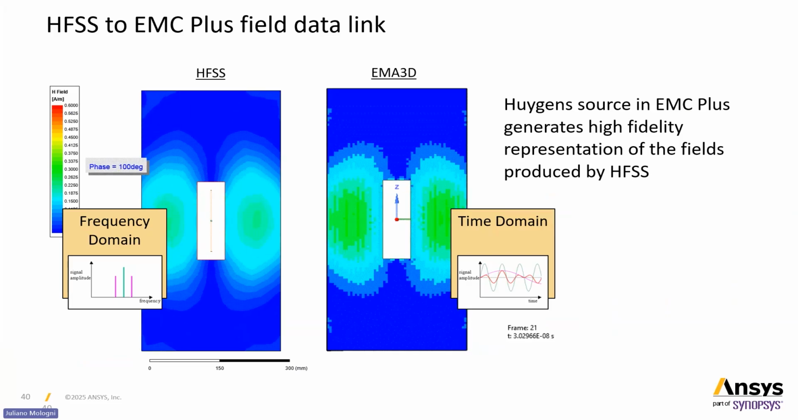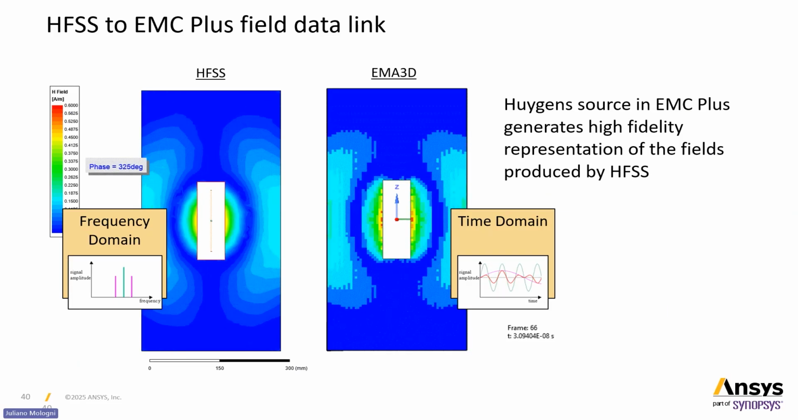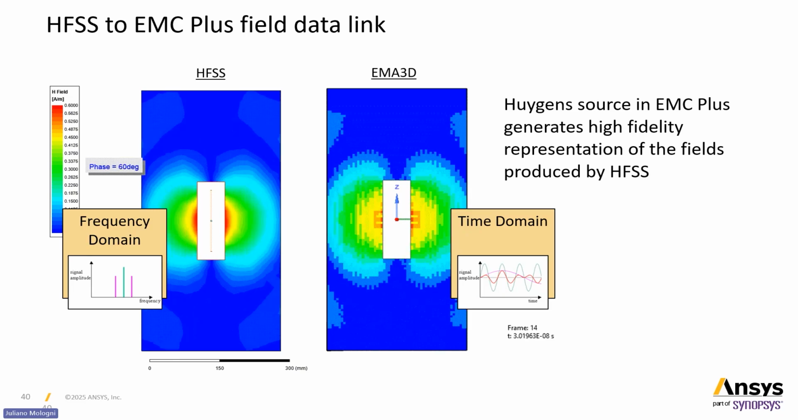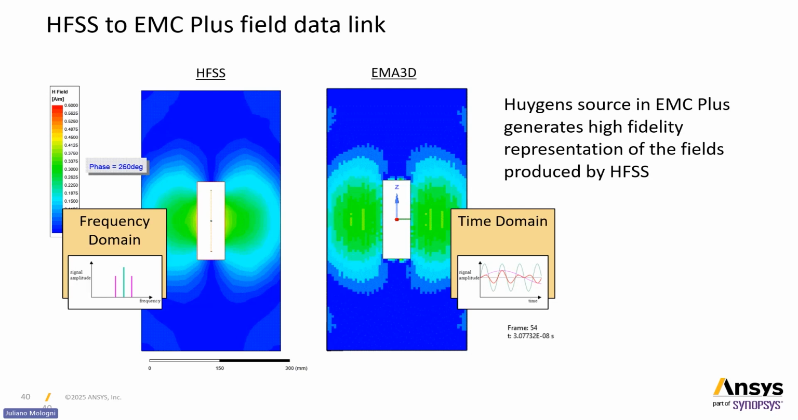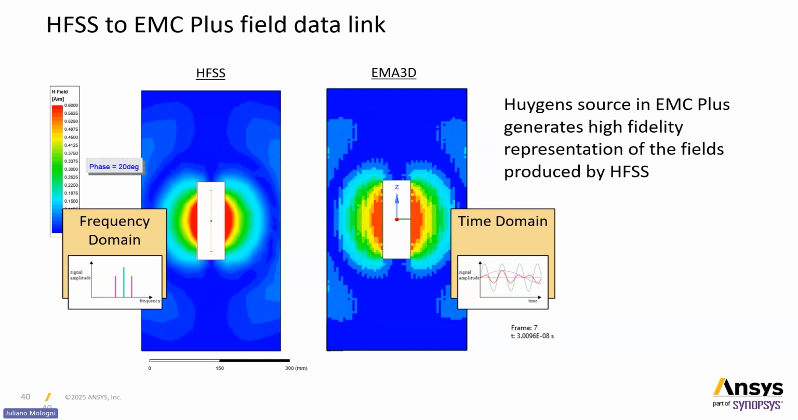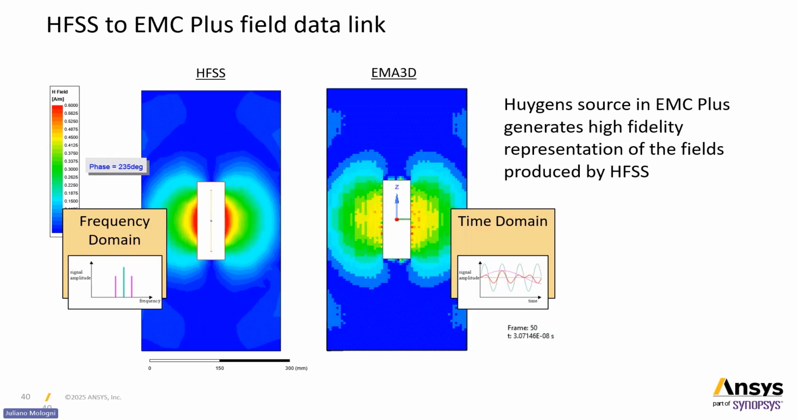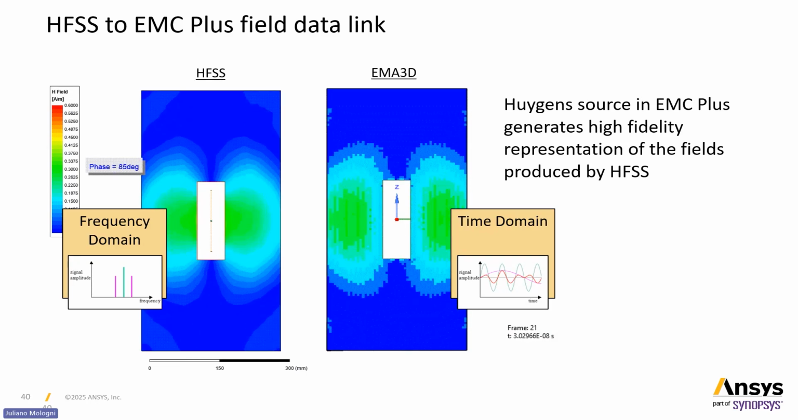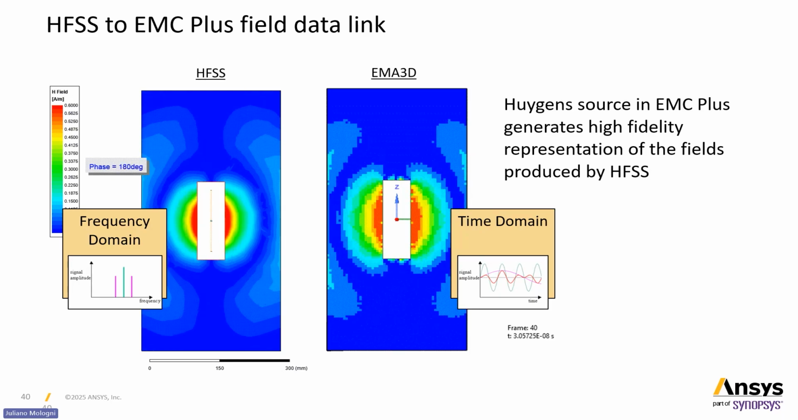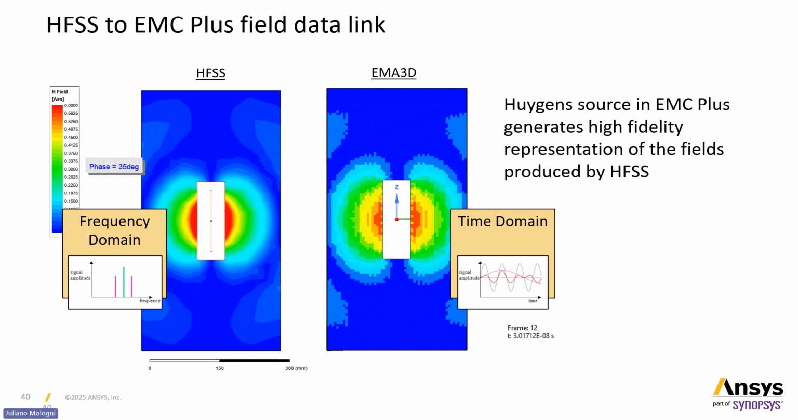The way that we bring SIwave fields and HFSS fields into EMC Plus is through what we call Huygens current sources. We have a box around the PCB or around an antenna in HFSS, and we generate equivalent current sources on the surfaces of this box, the Huygens box, that generate electromagnetic fields external to the box that are the same as you have in the original project.